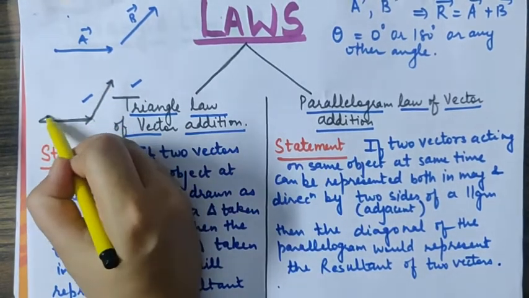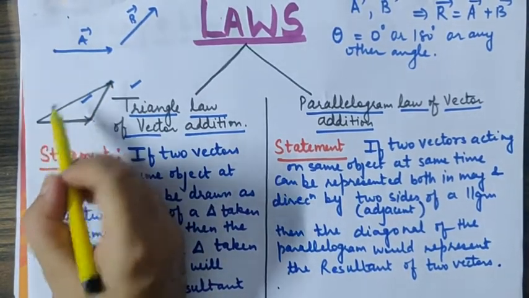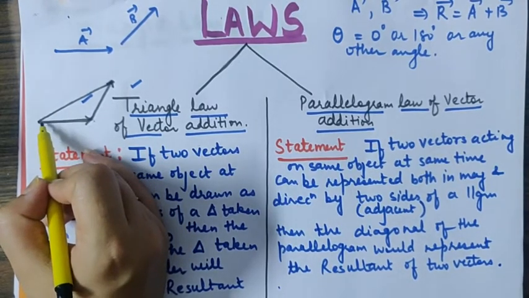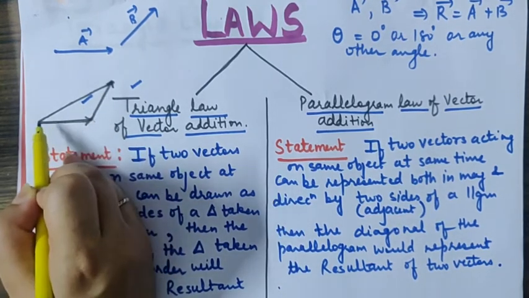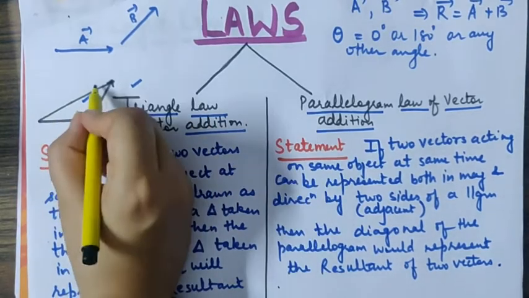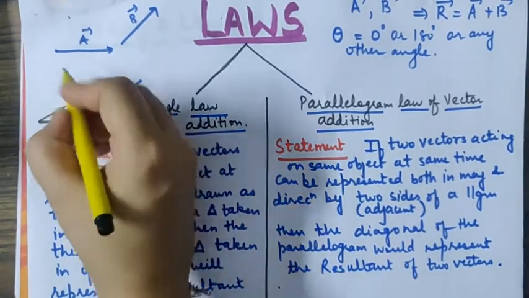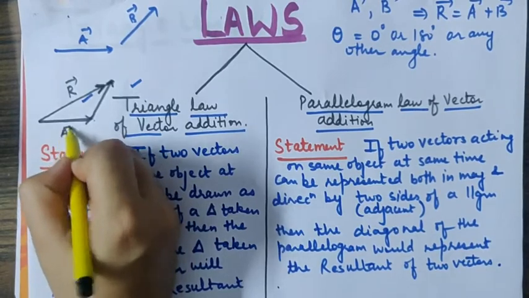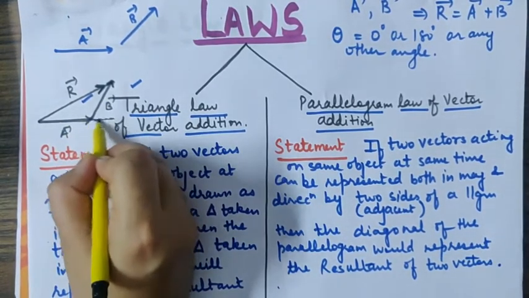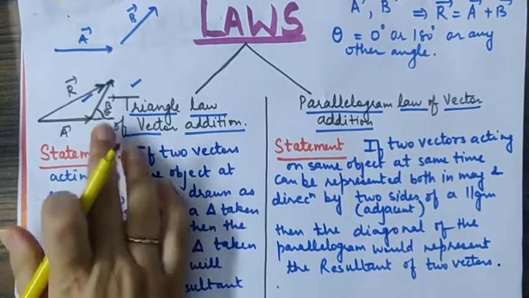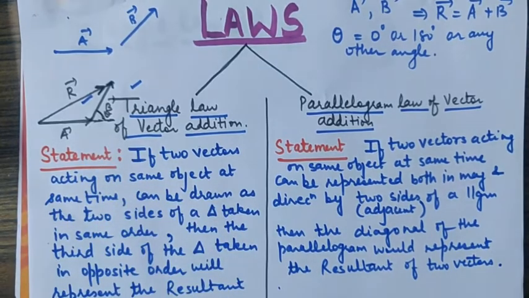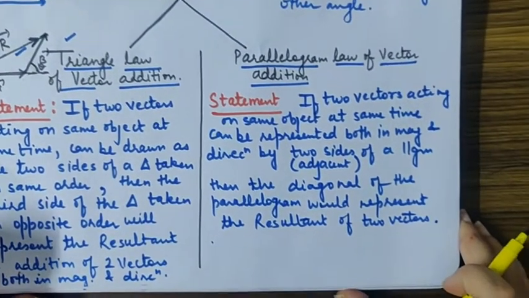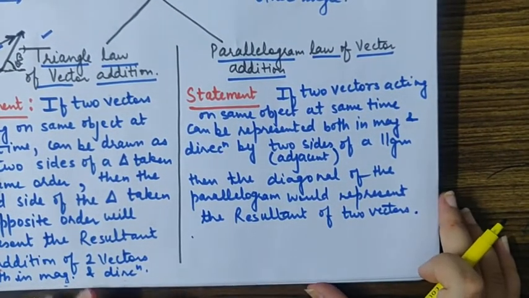Then the third side should be drawn in opposite order. If it were the same order, then how would I draw it? This, this and this, meaning I should draw it in the downward direction. But they are saying opposite order, so the order should change. Opposite order will represent the resultant. So if this is A vector, this is B vector, what shall be the angle between them? The angle between them is theta, because the angle is always in the forward direction of the two vectors. Mind this always: the angle is in the forward direction of the two vectors that we are talking about. Now again, coming to the parallelogram law of vector addition, what does this law state?